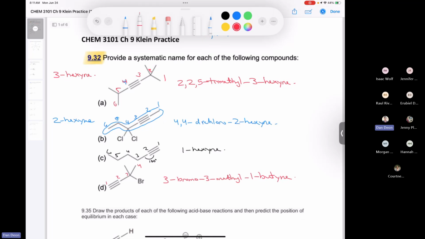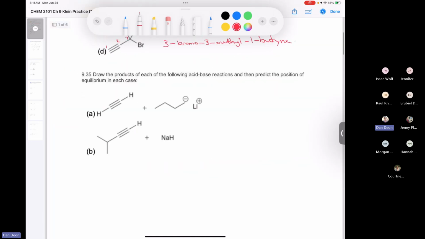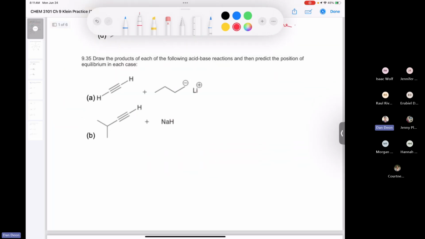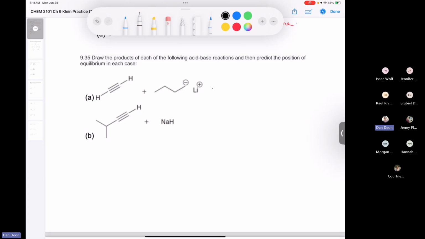So there you go, a little bit of nomenclature practice. If you know how to name an alkene, you can usually name an alkyne. Question 9.35 says draw the products of each of the following acid-base reactions and then predict the position of the equilibrium. So will the equilibrium lie to the side of the products, or will it lie to the side of the reactants? That's what we want to figure out.